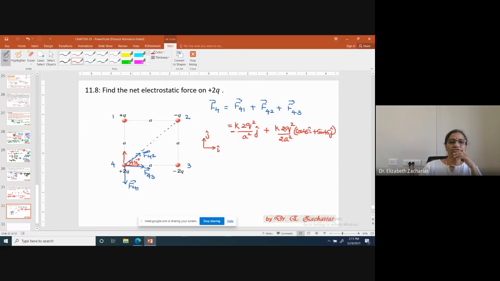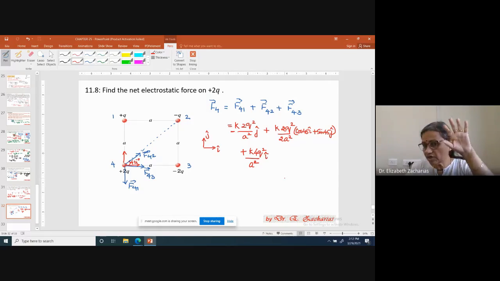F43 is again along the positive I cap direction. Therefore, I write positive, then K I put. Then after putting K, what should I do? Multiply the forces. What are the forces? Plus 2Q and minus 2Q. Don't take the sign. Directly multiply. So it will be 4Q square divided by distance A square, and the direction is I cap.